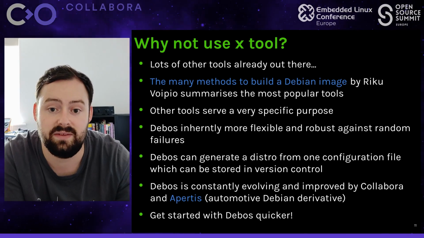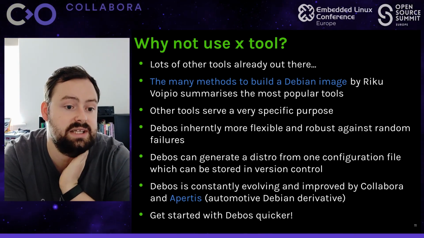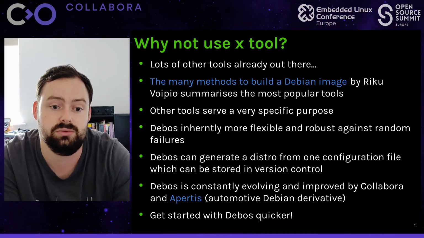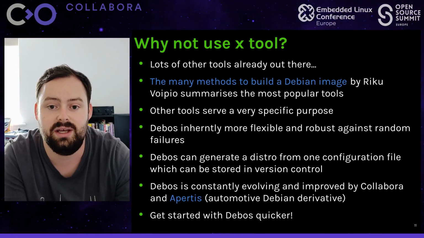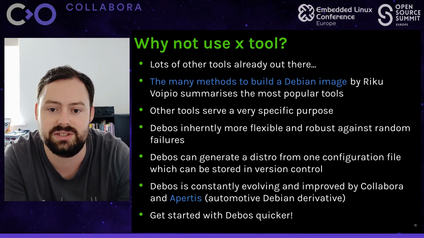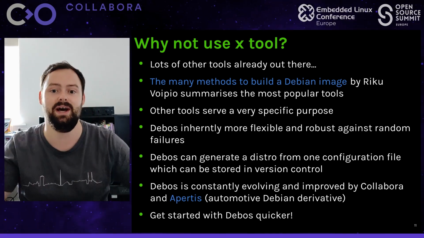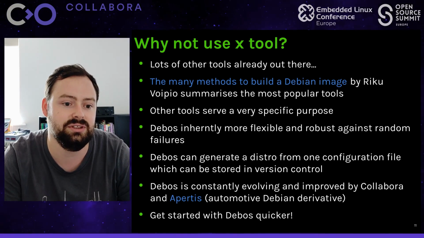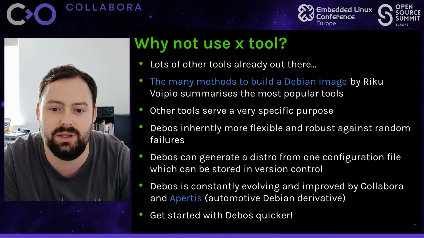So there are lots of tools out there that do this, as I've already mentioned, like Spindle. I've linked here a presentation called The Many Methods to Build a Debian Image, which includes lots of tools and how to use these tools to create Debian images. Interestingly, Debos isn't on the list yet. I'll have to get in touch with Riku to try and introduce him to Debos, or maybe if you're watching this presentation now, that would also be quite nice. But basically, the conclusion of this presentation is these other tools serve very specific purposes. They're not quite generic enough.